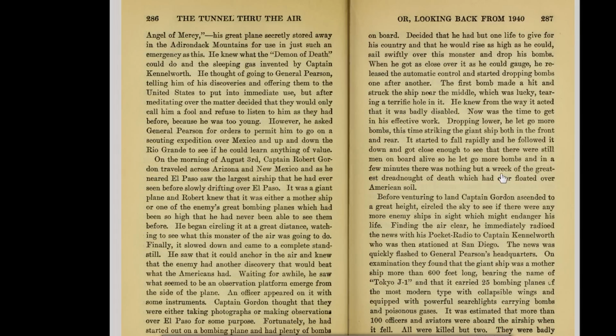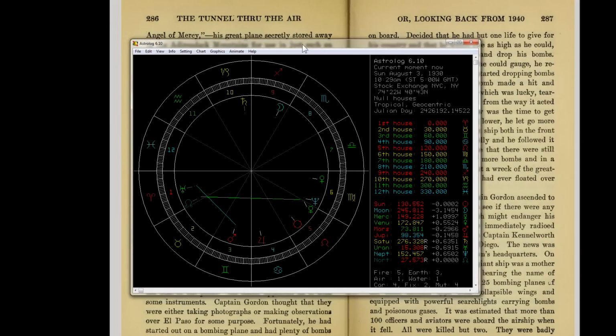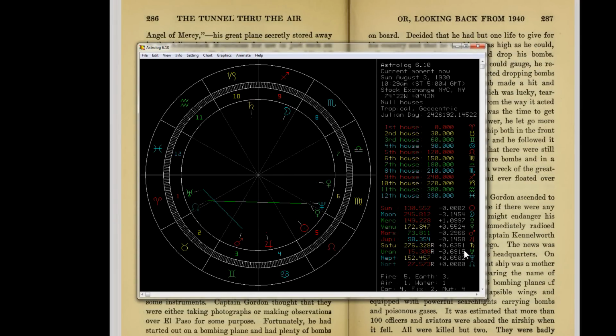It says that it was the biggest one he had ever seen, and it also said that it was the wreck of the greatest dreadnought of death which had ever floated over American soil. Now, if you think about that for a second, that is a very dramatic description of a plane that had a very small part, or at least it seemed like it had a very small part in this story. It's just a few pages, and it's mentioned a couple more times, 2, 3, 4 more times later in the book. But as we're going to find out, the Tokyo J-1 is actually very important to the war. Or at least, kind of. Well, you'll see what I mean.